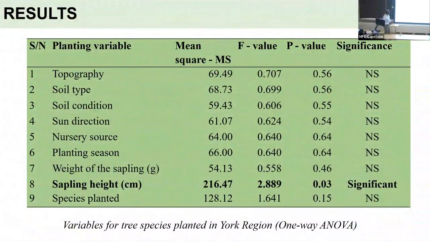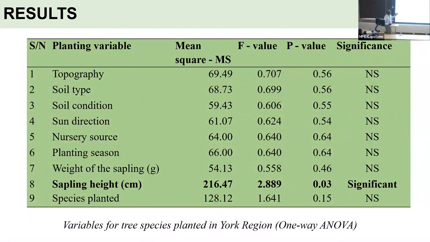These tables reveal the variables of tree species planted in York Region and the variables that influence the survival of the plants. According to the results of the one-way ANOVA carried out, none of the variables considered were found significant except sapling height, which is significant at 0.03, a 97% level of significance of influencing the survival rate of the plant.